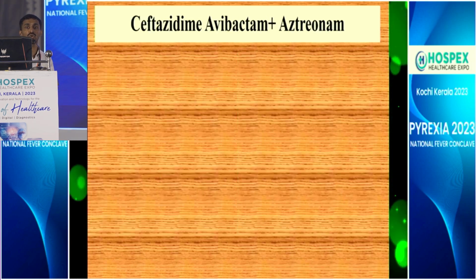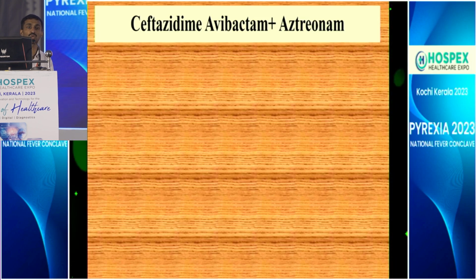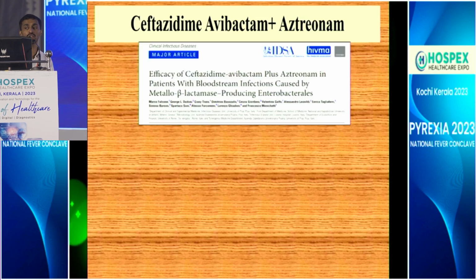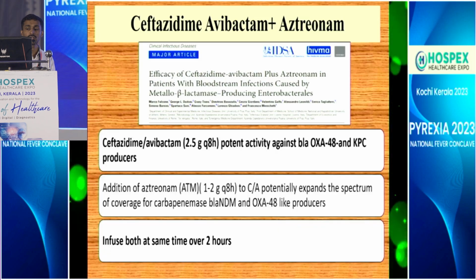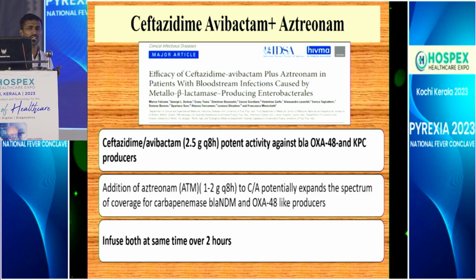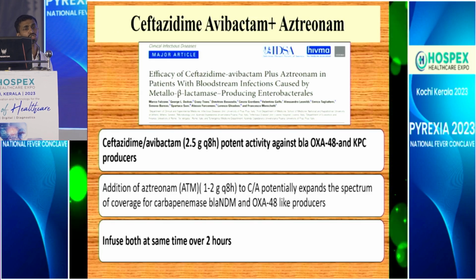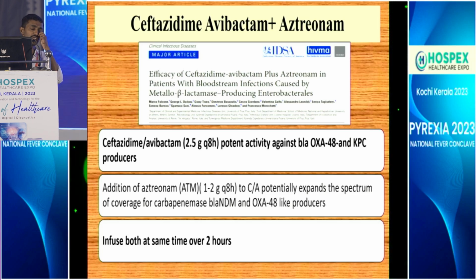So in such a scenario where you have this NDM production, always you have an option to give two drugs together, that is ceftazidime avibactam along with aztreonam. So the recommendation is to infuse two drugs together. You can infuse via Y connector, or you can put two separate IV lines and give these drugs over a period of 2 hours, where it could give better efficacy.